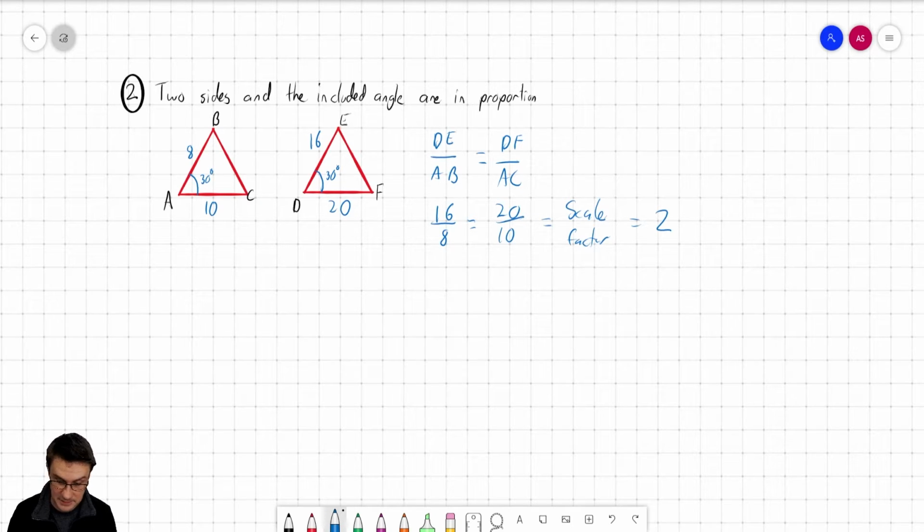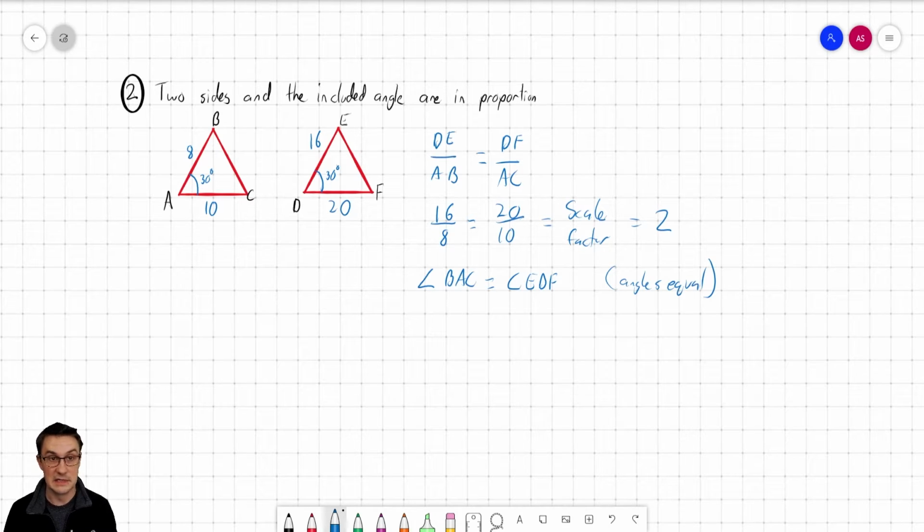Now, the other aspect we need to show is that the angle is equal. So we're just making a statement: angle BAC equals angle EDF, the angles are equal. From this, we've been able to show proportionality in this instance and the similarity of these triangles.